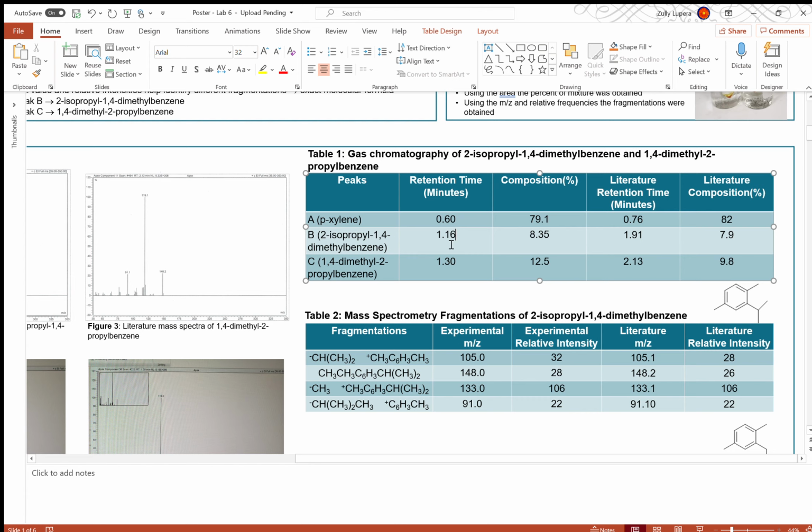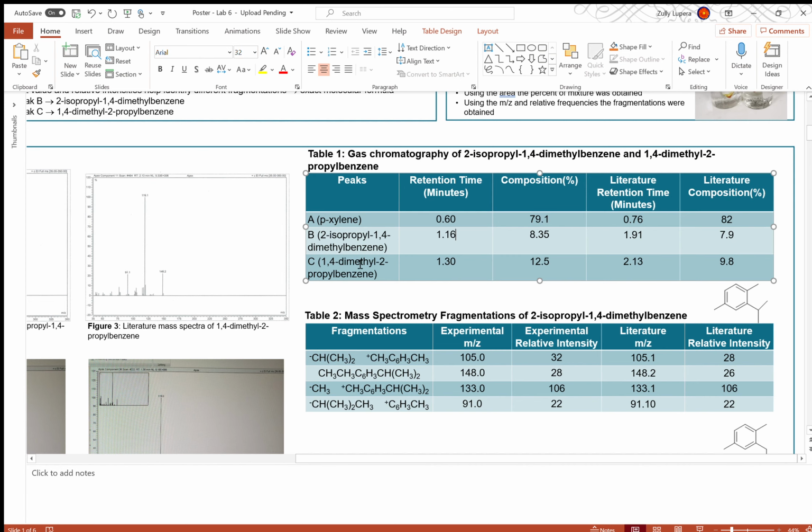Peak B, which was the 2-isopropyl 1,4-dimethylbenzene, has a retention time of 1.16 minutes, which is very close to the literature value of 1.91 minutes. The composition percent was 8.35%, which is very close to the literature composition of 7.9%.